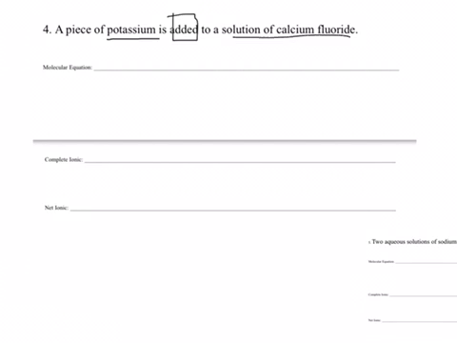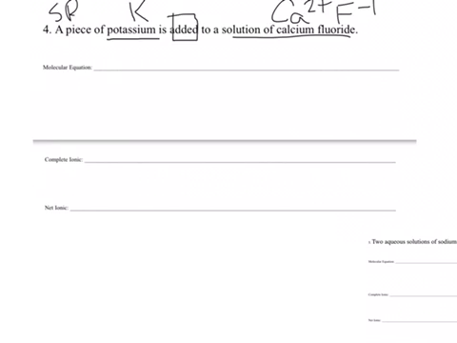So you should recognize that potassium is an element. Calcium chloride is a compound. And so when you have an element plus compound, that is a single replacement reaction. Single replacement. So the first step is to write the molecular equation.